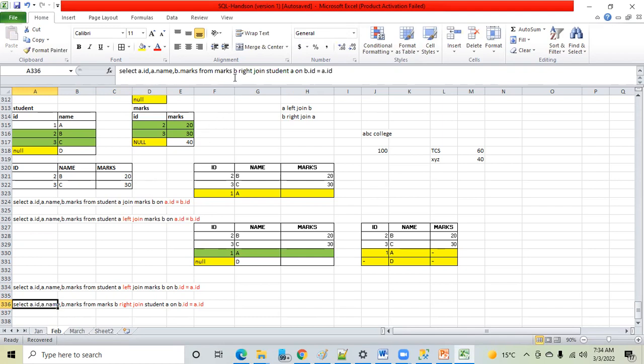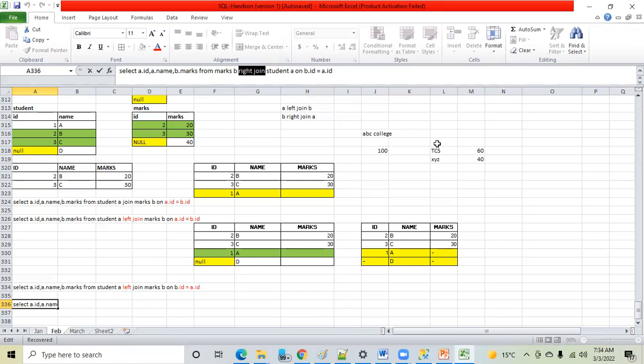Similarly, if I have written right join here, this right join is a bridge. Now where will you go, left or right? Right. Which table is present to the right of this? The student table. So what does this mean? It will include all the records from the student table and matching results from marks. It means all the records must be fetched from the student table. Is this clear?